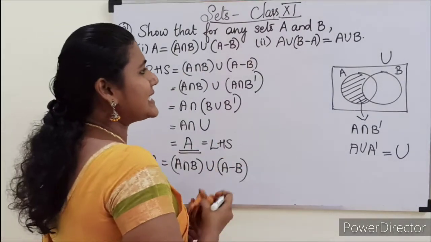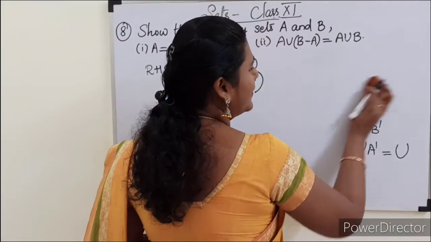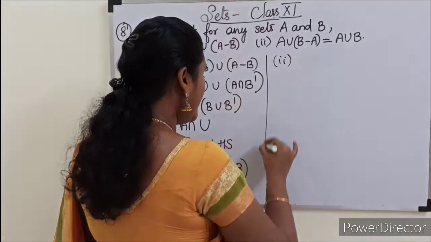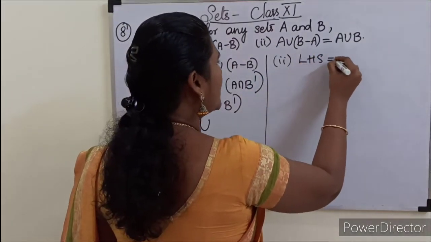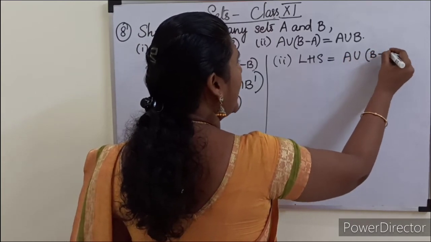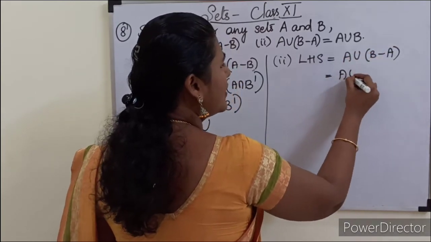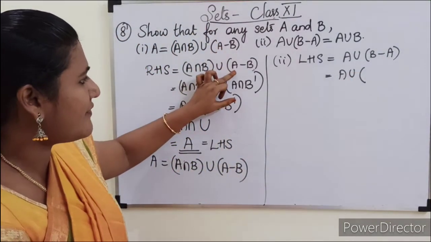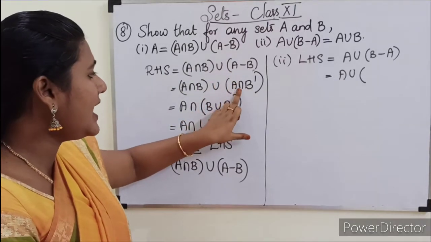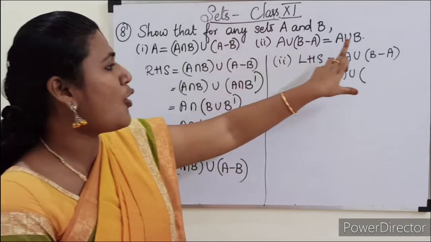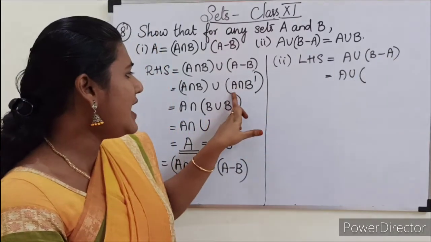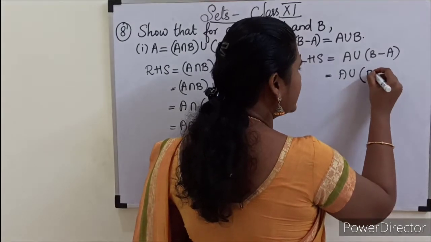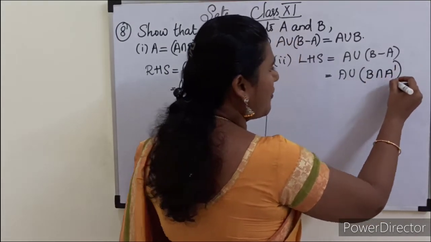Now we will move on to the second part. For proving the second part, we will take the left side expression. LHS is equal to A union (B minus A). How are we going to express this B minus A? See, in the first part, we represented A minus B as A intersection B complement. Then how can we write B minus A? B intersection A complement. So we can write B minus A as B intersection A complement.